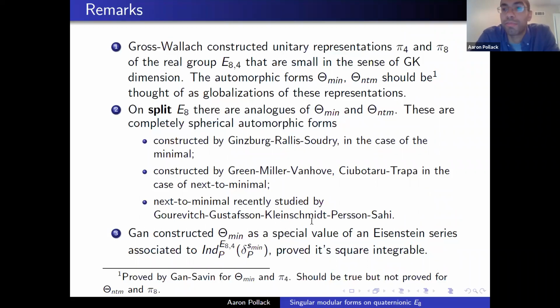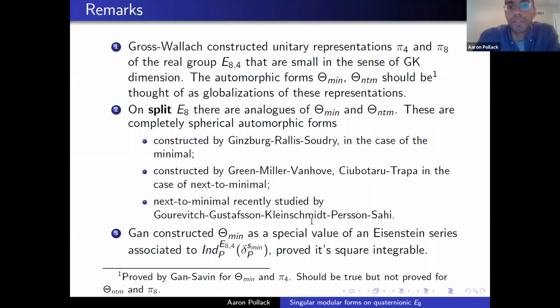Another remark is that on the split group E8, there are analogs of these, completely spherical automorphic forms on split E8, even at the real place. The minimal automorphic form on split E8 was constructed by Ginzburg, Rallis, and Soudry, and the next to minimal one was constructed by Green, Miller, and Vanhove, and Tsuchiya and Chapa in the case of the next to minimal one. It has also been recently studied by Gourevitch, Gustafsson, Kleinschmidt, Persson, and Sahi. This is a very nice collaboration they did.